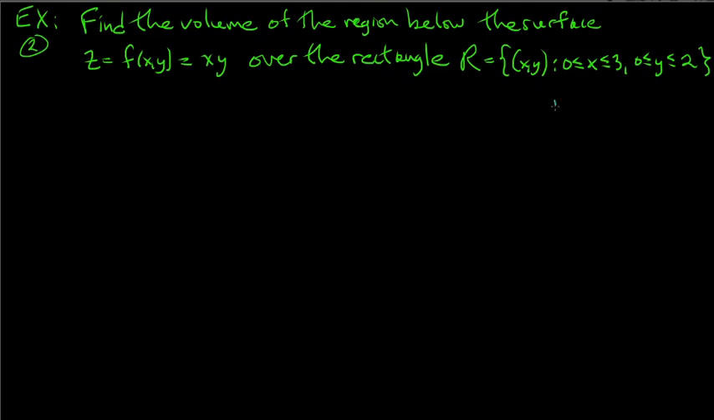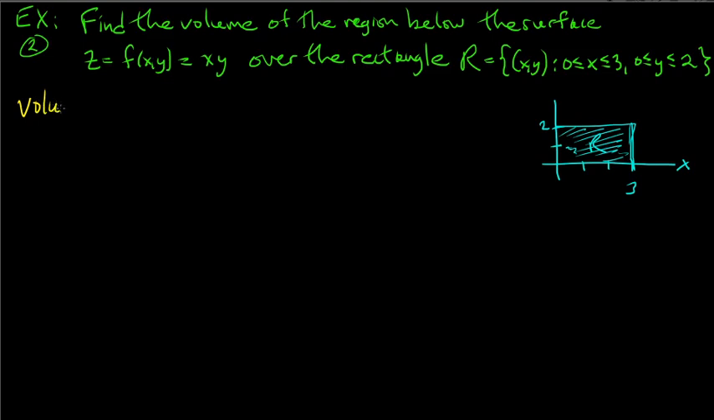The region R here is just a rectangle, so I think we can draw that. X equals 1, 2, 3, y equals 1, 2. So this is the rectangle R here. It's that region of the xy plane. And above it is this surface, z equals xy. And we're looking for the volume underneath that surface, but above the rectangle R.